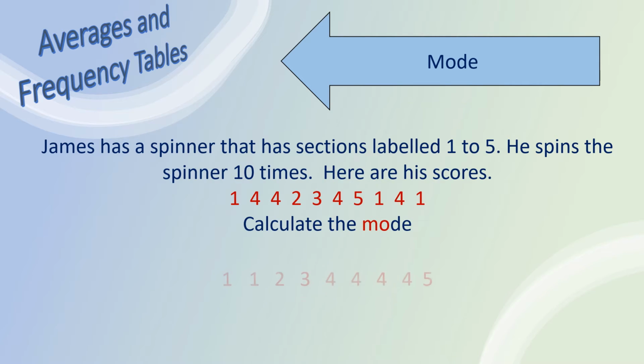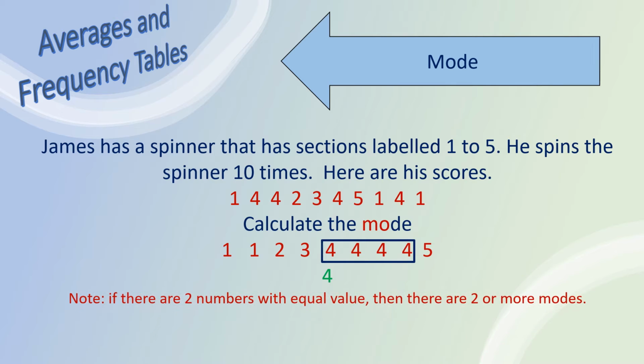And to calculate this, just like before, you rearrange it from left to right, small to large, okay? And you can quickly see that there are more 4s in the data than any other number. So 4 is the mode. It's as simple as that, okay?